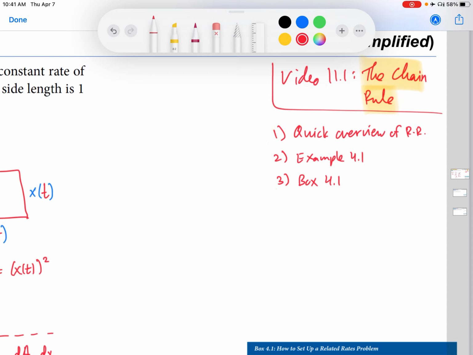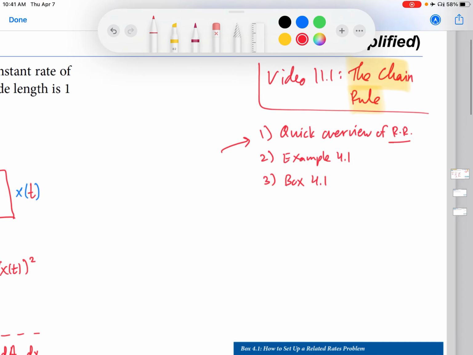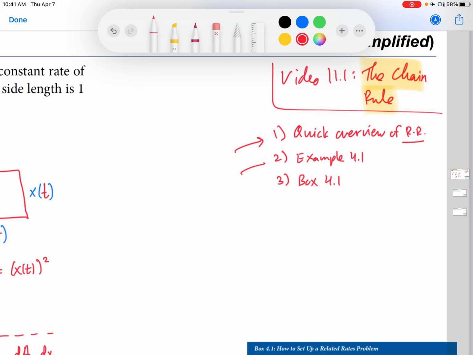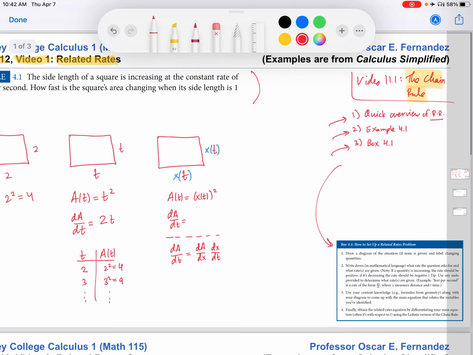Okay, so what's the agenda here? First, I want to do a quick little overview of related rates, and I've drawn in here a little bit of a setup that relates to this example. I'll get to that in a minute. Then we'll actually walk through this example 4.1 as a first preliminary example of the concept of related rates. And then finally, we will talk about box 4.1, which is down here, and what's in there.